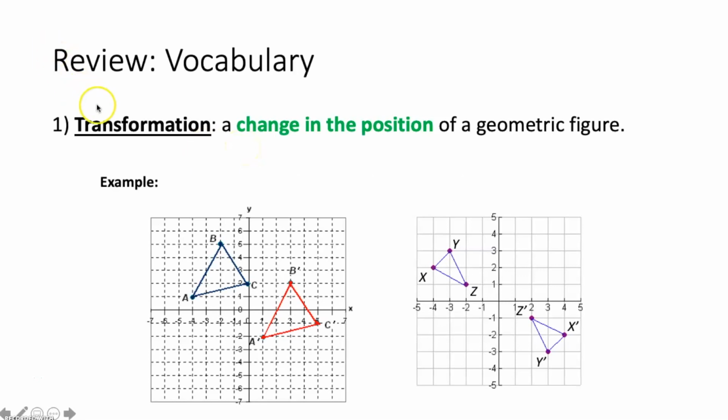First thing we're going to do is review a transformation. That's a change in the position of a geometric figure. So in this chapter, we're going to talk about three different types of transformations: reflections, translations, and rotations.